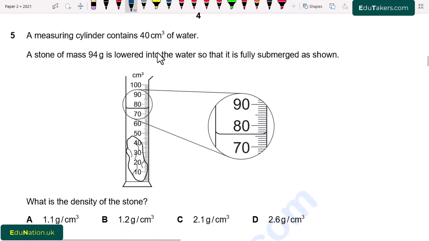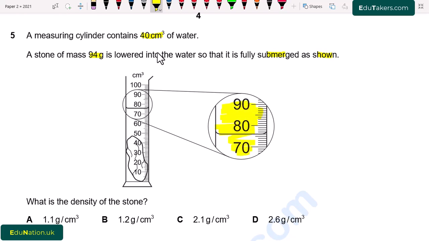Question number 5. A measuring cylinder contains 40 cubic centimeter of water. So here volume is given, which is 40 cubic centimeter. A stone of mass 94 gram is lowered into the water so that it is fully submerged as shown. First of all, we have measuring cylinder and its volume is 40 cubic centimeter when it is filled with the water. Then we drop a stone in it and its volume changes, which is given by the second figure here.